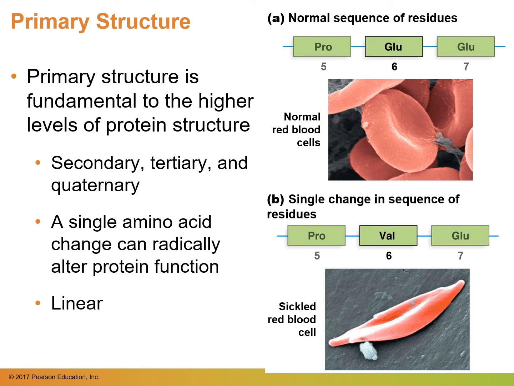Okay, so we also have additional structures like secondary, tertiary, and quaternary. These are going to be additional, more complex structures. Primary structure is linear, and it's going to be the amino acid sequence.